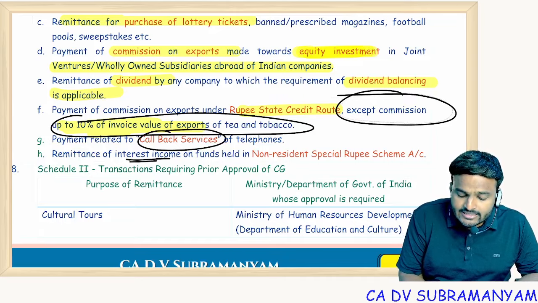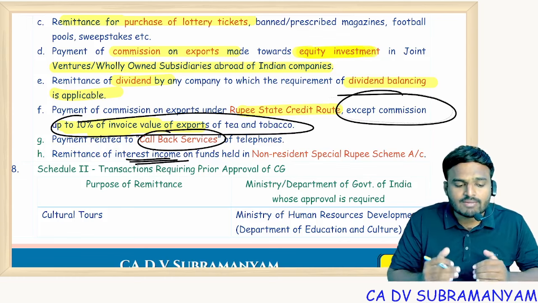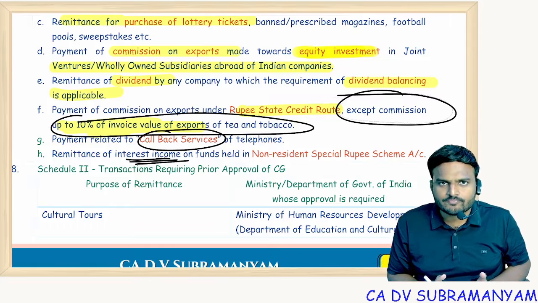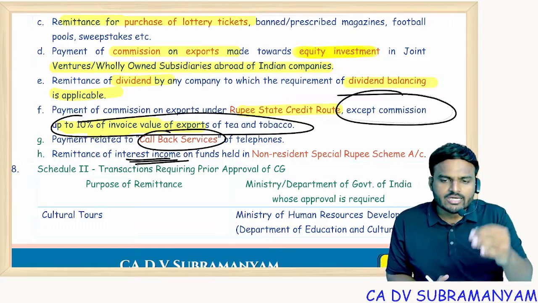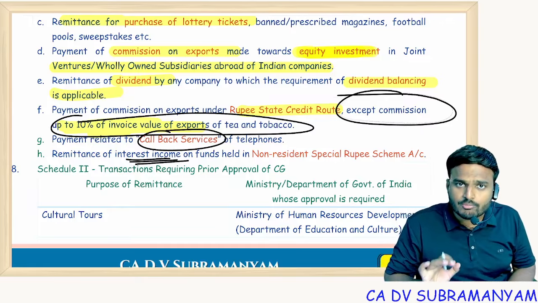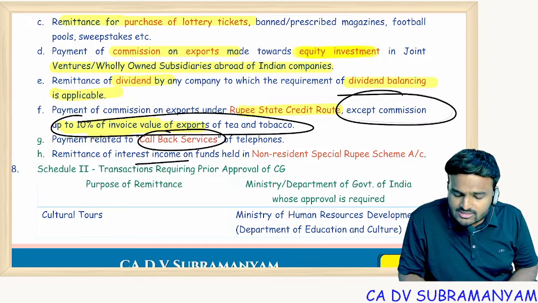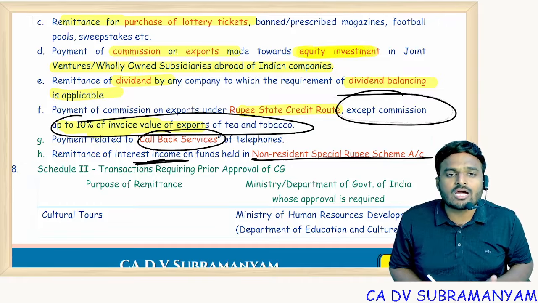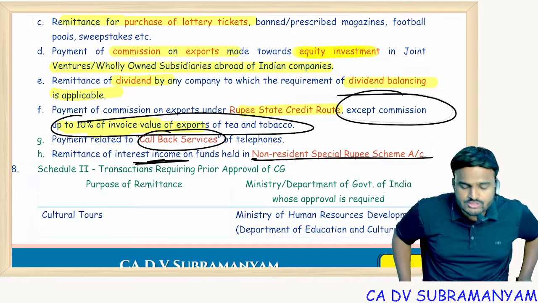Remittances of interest income, not complete balances. See, you came and you deposited $1 million. By the time you are leaving the country, some $10,000 interest was added. The $1 million which you deposited, you can take back. But interest income on these funds held in this scheme, this amount you can't withdraw in foreign exchange.